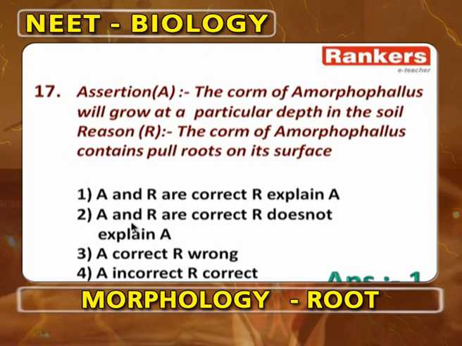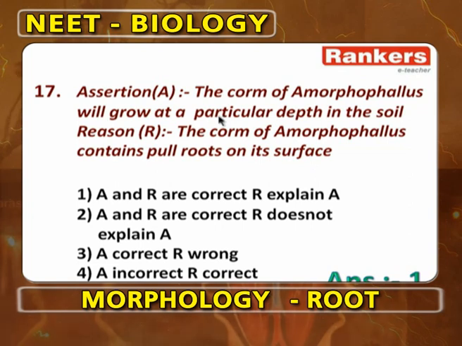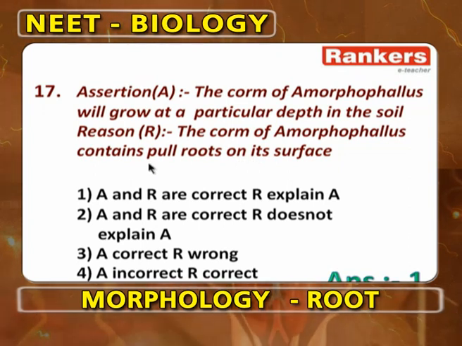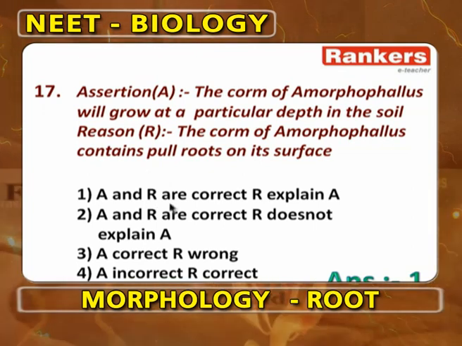Next, this is an assertion. The culm of Amorphophallus will grow at a particular depth in the soil. The culm of Amorphophallus has pull roots on its surface. Actually, it belongs to the stem bit, but because we are discussing root, to explain about pull roots, this question is given. So, A and R are correct. R is the correct explanation of A.